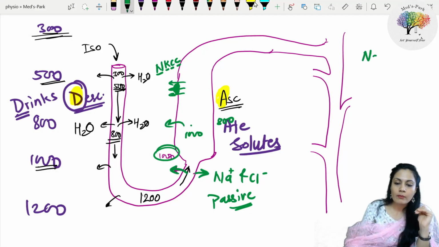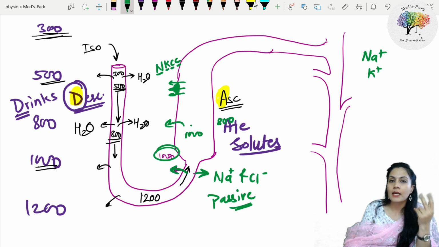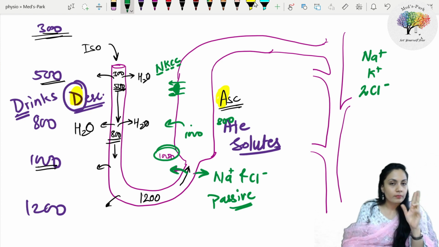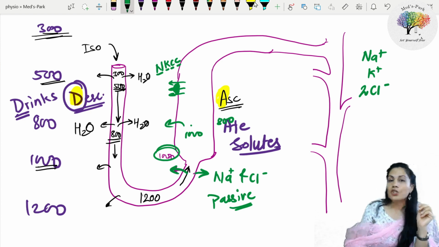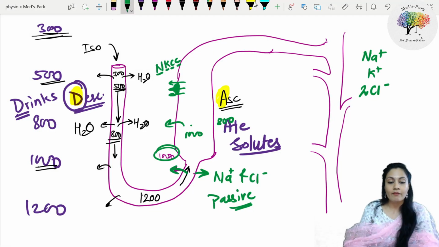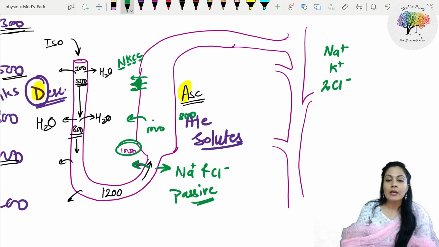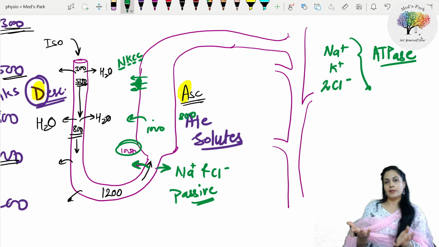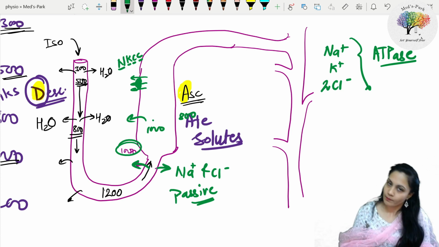So what is going to happen with this pump? One is sodium, one potassium, and since they are two positively charged ions, we are going to throw out the 2 chloride out from the tubular cells into the interstitium. Okay, so sodium potassium chloride co-transporter is a pump, understand, and whenever we talk about a pump, that means it is using ATP, that's why all the ATPases are called pumps, or vice versa. The pumps are called ATPases.